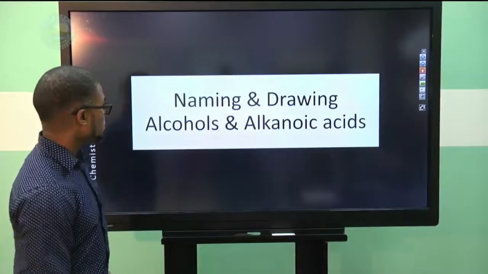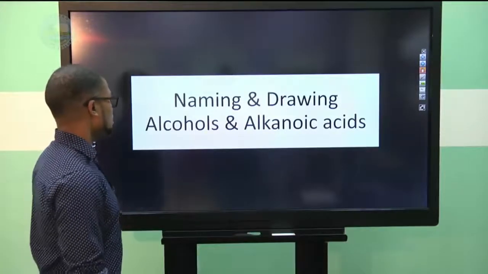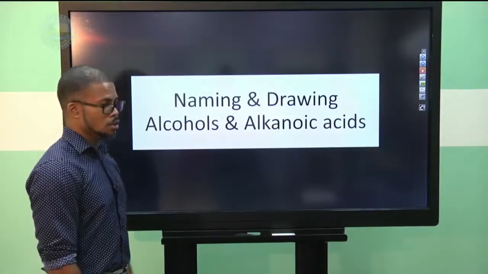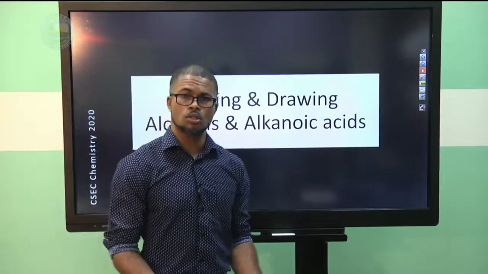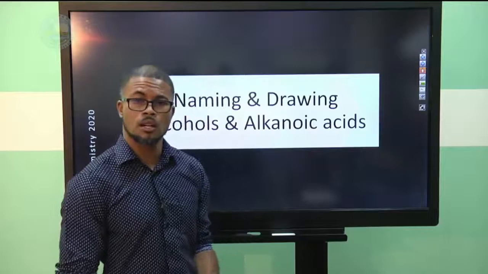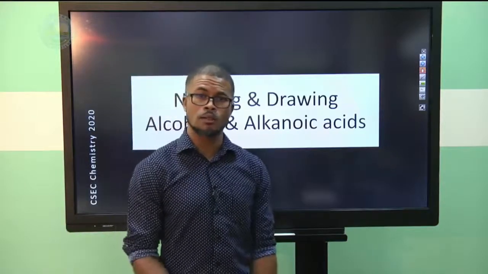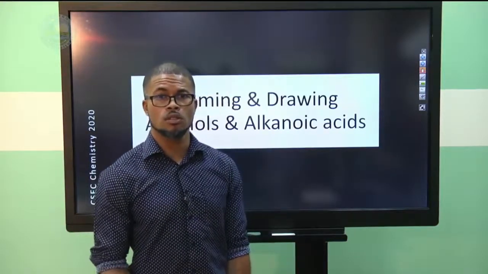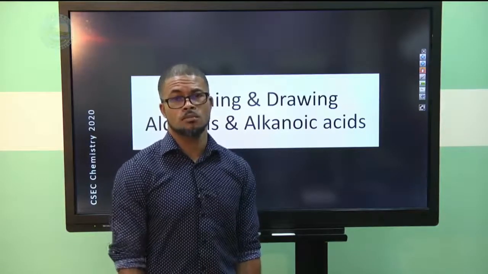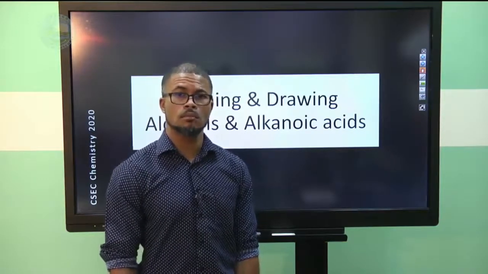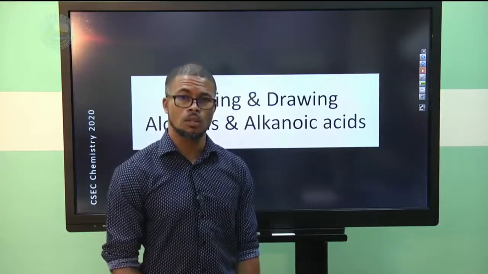So the topic we're going to be looking at today is naming and drawing alcohols and alkanoic acids. Last class we would have learned how to draw and name alkenes. We would have looked at the isomers of alkenes, learned the rules of drawing them, and done some practice problems. Today we're going to be doing something similar with alcohols and alkanoic acids.